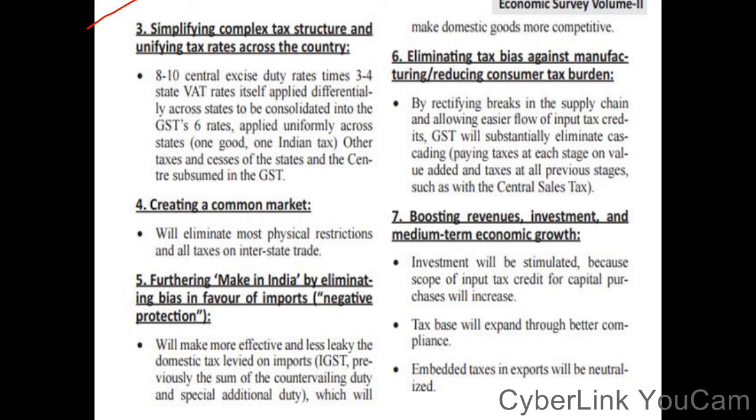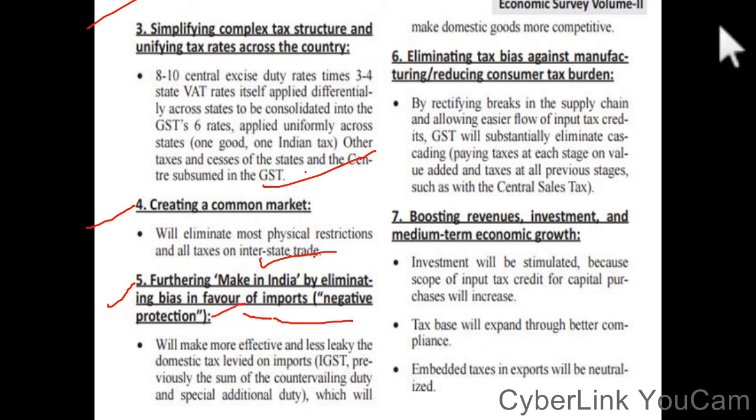Simplifying the complex tax structure and unifying tax rates across the country: 8 to 10 central excise duty rates times 3 to 4 state VAT rates, which also differed across the states, are to be consolidated into the GST's 6 rates, applied uniformly across the states. One good, one Indian tax; other taxes on goods and services of the states and the center are subsumed in the GST. Creating a common market will eliminate most physical restrictions and all taxes on interstate trade, furthering Make in India by eliminating bias in favor of imports.